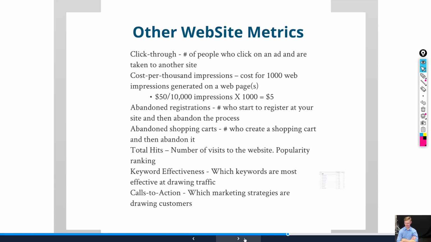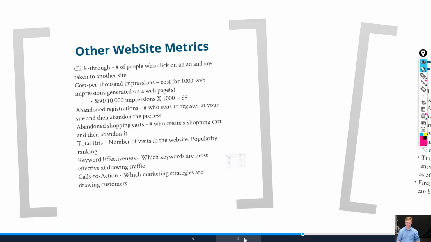Keywords, how effective are keywords? Now, this is related to advertising, to online advertising, and then calls to action, which is an evaluation of marketing strategies.